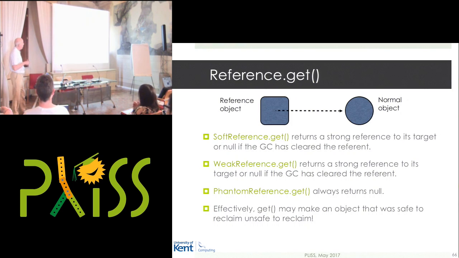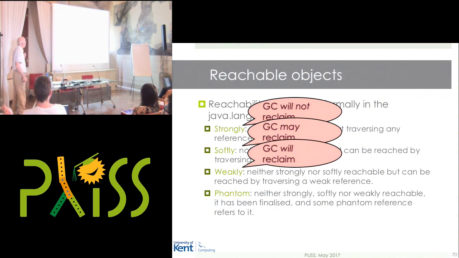What reference get does is it will return you a strong reference to that object. So effectively, by calling get, you might make an object that was safe to reclaim, unsafe to reclaim. Because before it was only reachable by a weak reference of some sort, and now it's reachable by a strong reference. And if you're trying to do termination of your GC cycle, and you're trying to do that on the fly without stopping the world, you've got a problem, because really you need to make sure that all the references to this object become null at the same time. And there might be many of them.